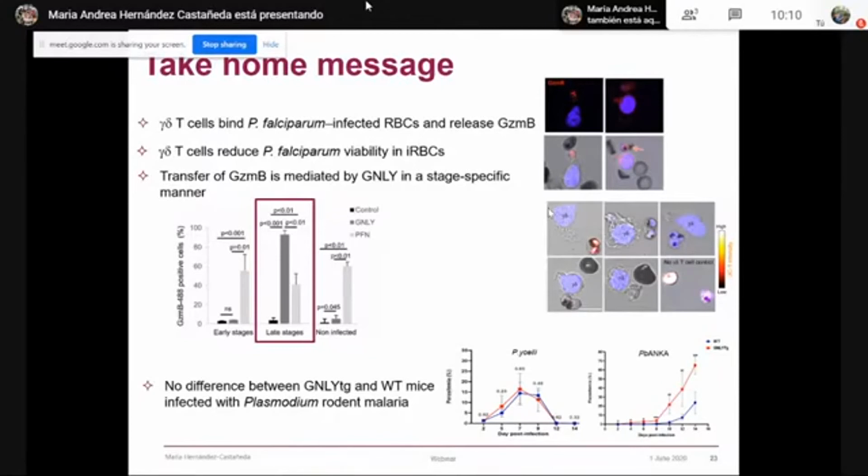And in the case of P. berghei ANKA, we see the opposite effect. So as I told you, right now we're focusing on the rodent to find the expression of the granulysin, but we are also focusing on the cholesterol part to understand more about the role of perforin and also of granulysin in the cholesterol.